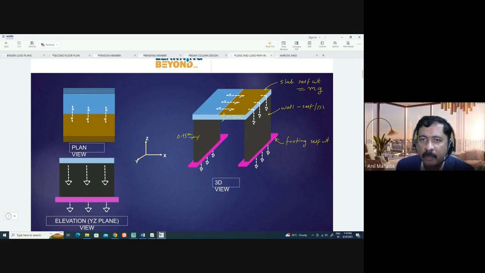Then say length of this panel is 4 meters, and this is say 6 meters. Can you calculate the weight of slab? How can we calculate the total weight is one term, and then second term is the per meter square weight, per meter weight, like that. So what is the total weight of slab?